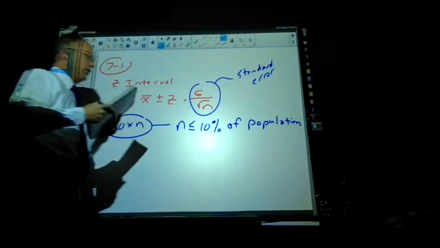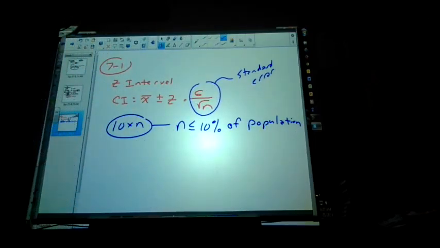I don't know if it was a misprint or what. Okay, and then the population is normal if N is greater than 30. So change the 10 times N for the population. Make sure you show that N is less than or equal to 10% of the population.